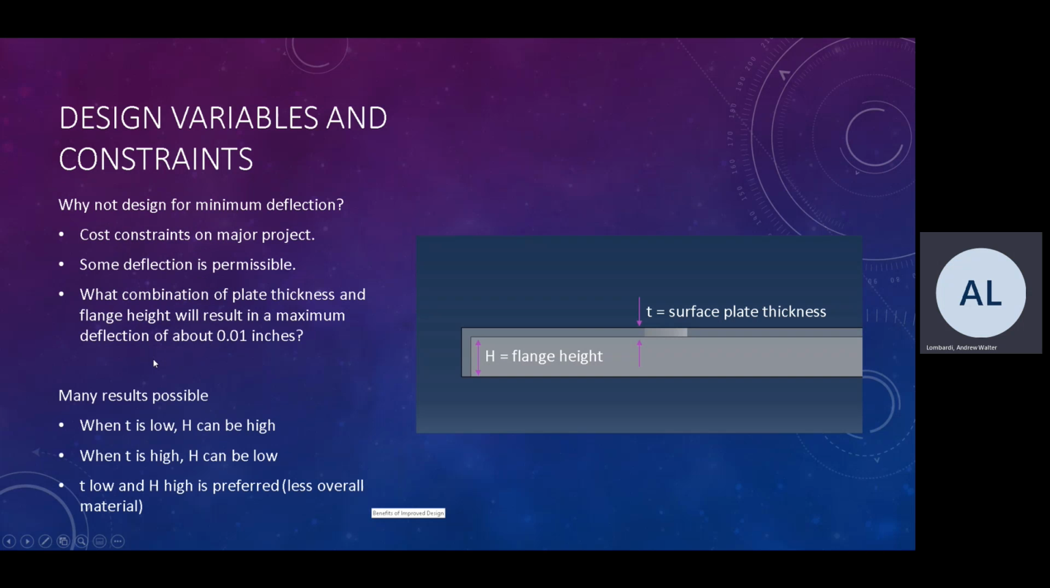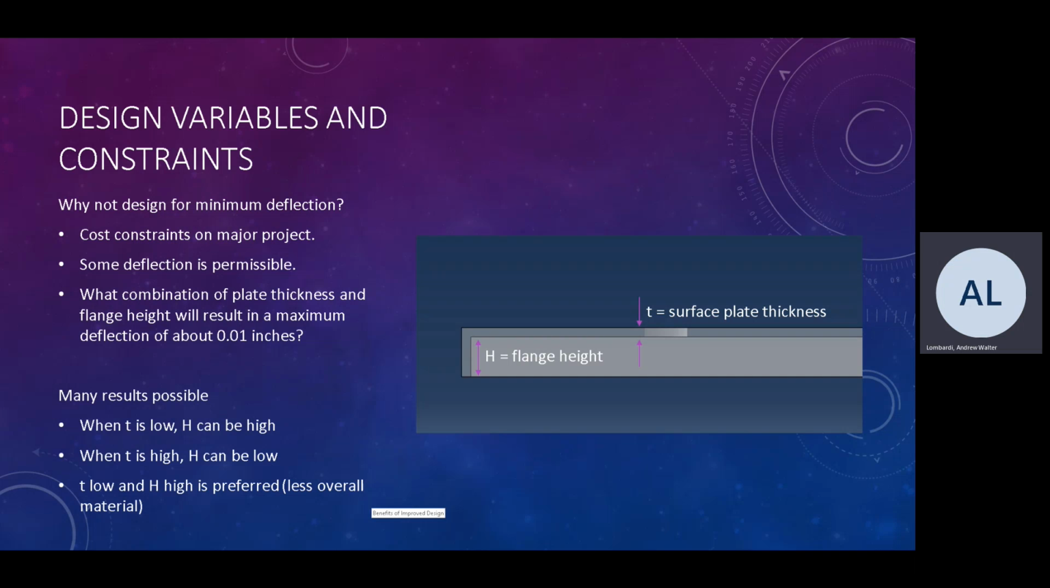So why don't we just design for minimum deflection? Well, there are cost constraints on this project, and aluminum is very expensive. Some deflection of this surface is permissible, and what we've decided is that a deflection of around 0.01 inches is acceptable. And if we don't have to use the maximum amount of material, then that will save us money.